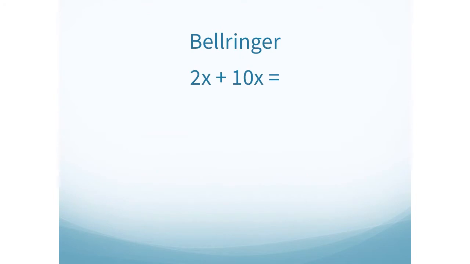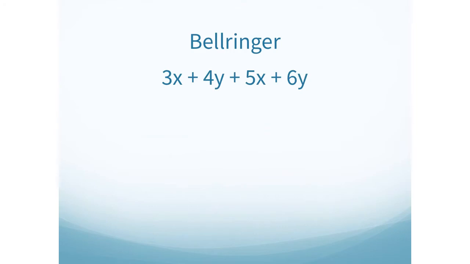On our second bell ringer, we're going to do some practice on combining like terms. Like terms share the same variable. So in this problem, we have 2x, and we're adding it to 10x. When I do that, we're going to add the coefficients, the 2 plus the 10, to give us 12x.